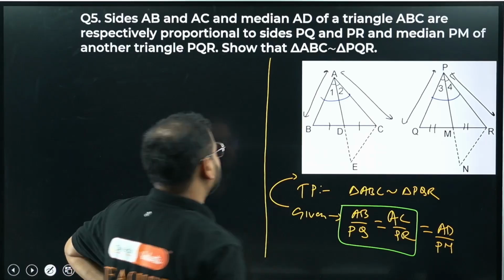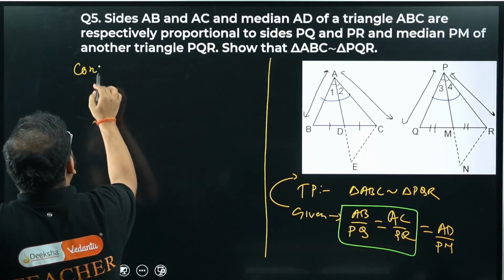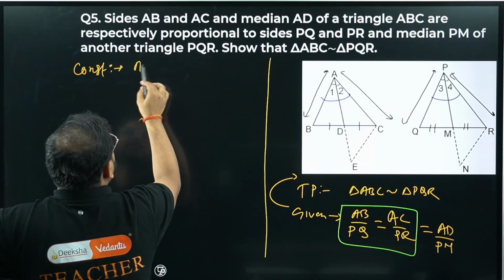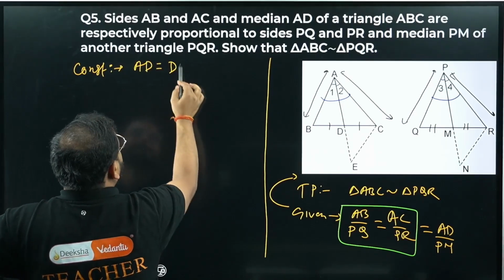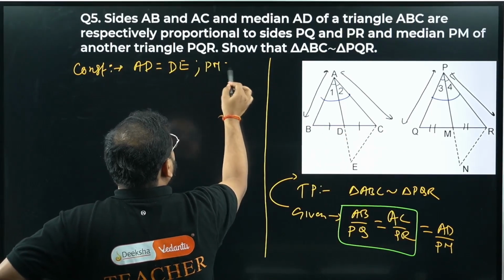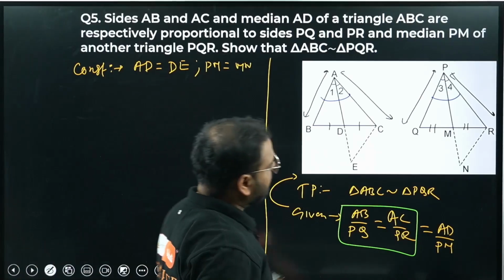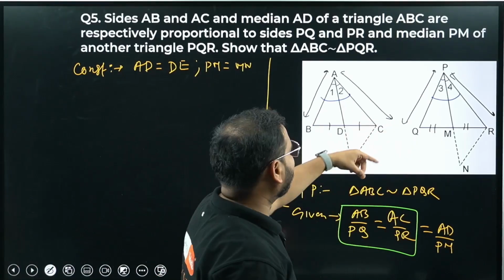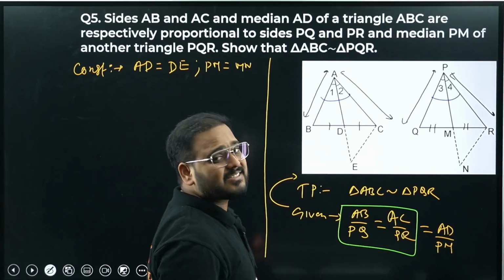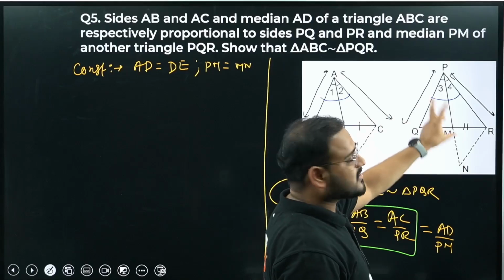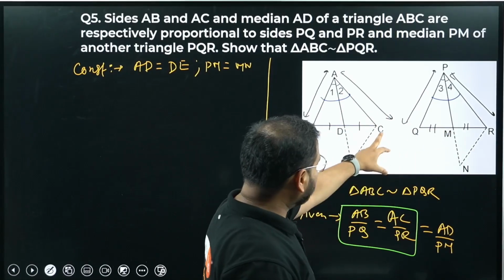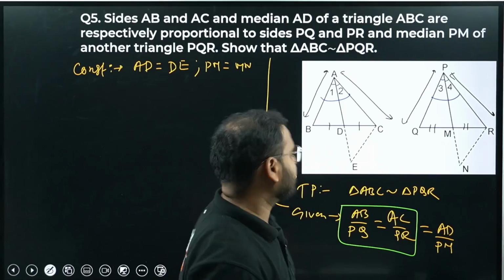So the construction was there. I have drawn the construction in the figure. Extend AD to E such that AD equals DE. And also PM equals MN. This is the extension of AD and PM, and then join the lines CE and RN. Write it down. Extend AD to point E such that AD equals DE. Extend PM to point N such that PM equals MN. So we are extending the medians, and you join the lines CE and RN. Great. Construction is done.